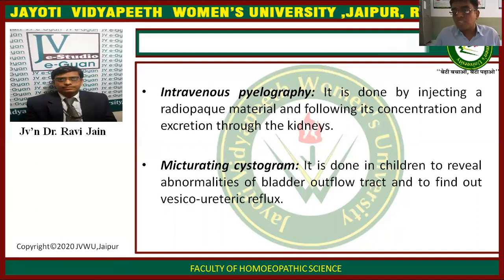The next important investigation is the intravenous pyelography. IVP, intravenous pyelography, is done by injecting a radio-opaque material and following its concentration and excretion through the kidneys. What is done in IVP is that dye is injected into the blood circulation, and then repeated films, as the dye filters through the kidney, various radiographs or X-rays are taken to check for any kind of abnormality in the renal system.